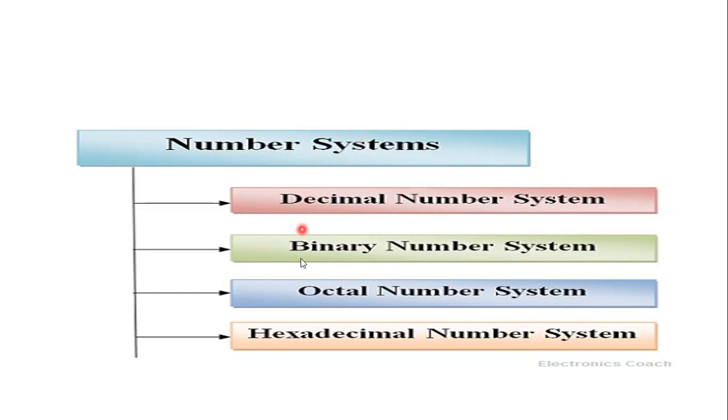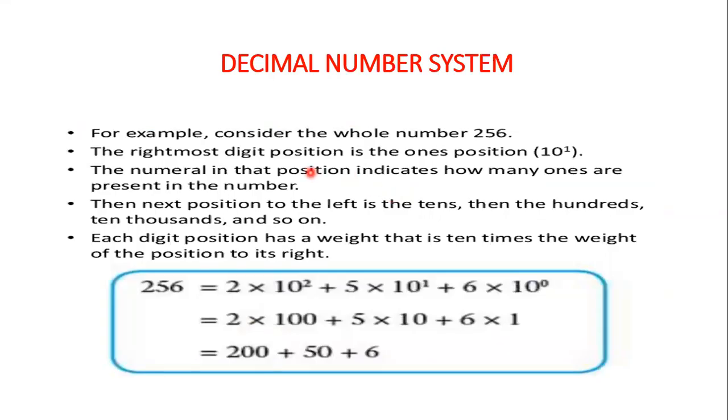We have several number systems: decimal number system, binary number system, octal number system, and hexadecimal system. First one is, we see what is a decimal. Why we call it a decimal number system. Okay. Right. Consider the whole number 256.